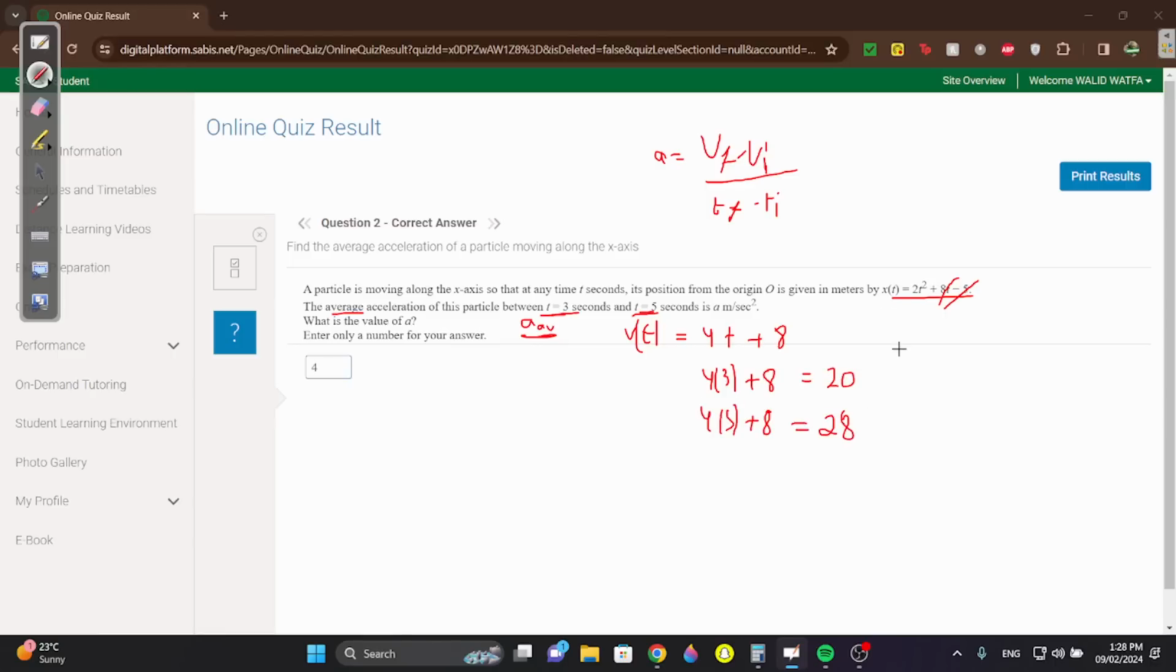So do vf minus vi over tf minus ti. It will be 28 minus 20 over 5 minus 3. Final minus initial, you get 8 over 2, which is 4. Okay.